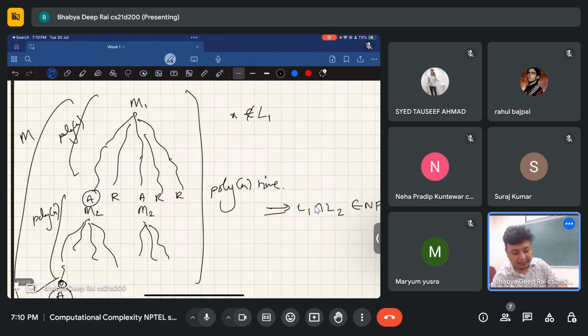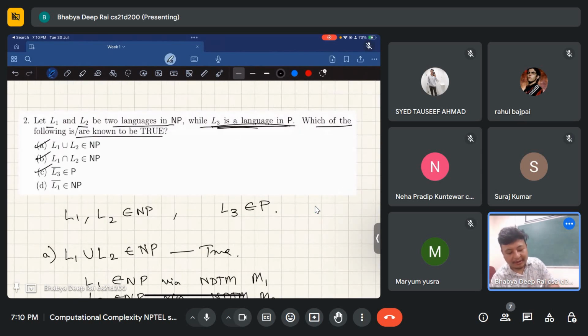Okay, now this is true. Now, what is the only question left? Whether L1 bar is in NP or not.